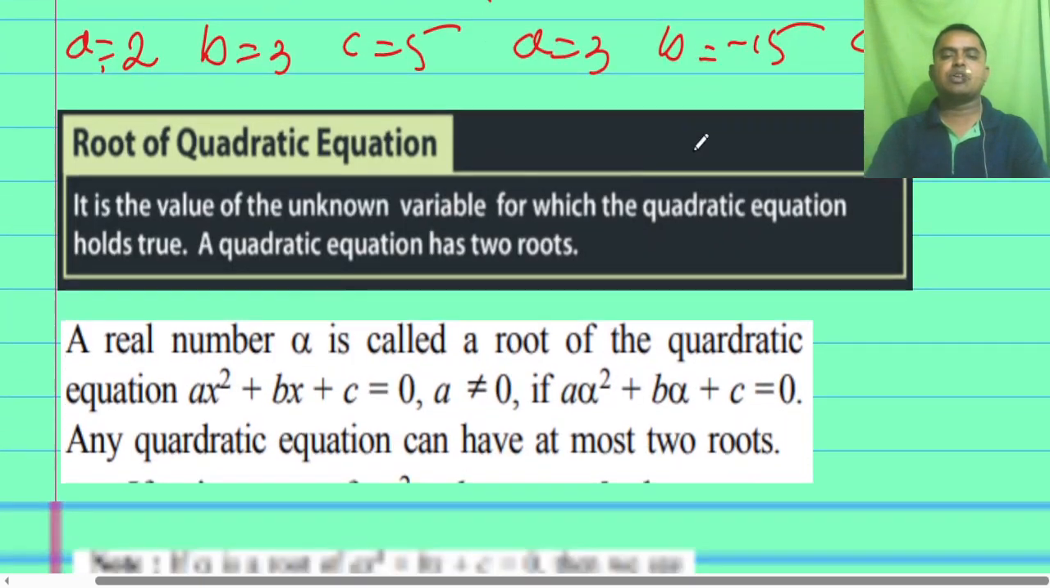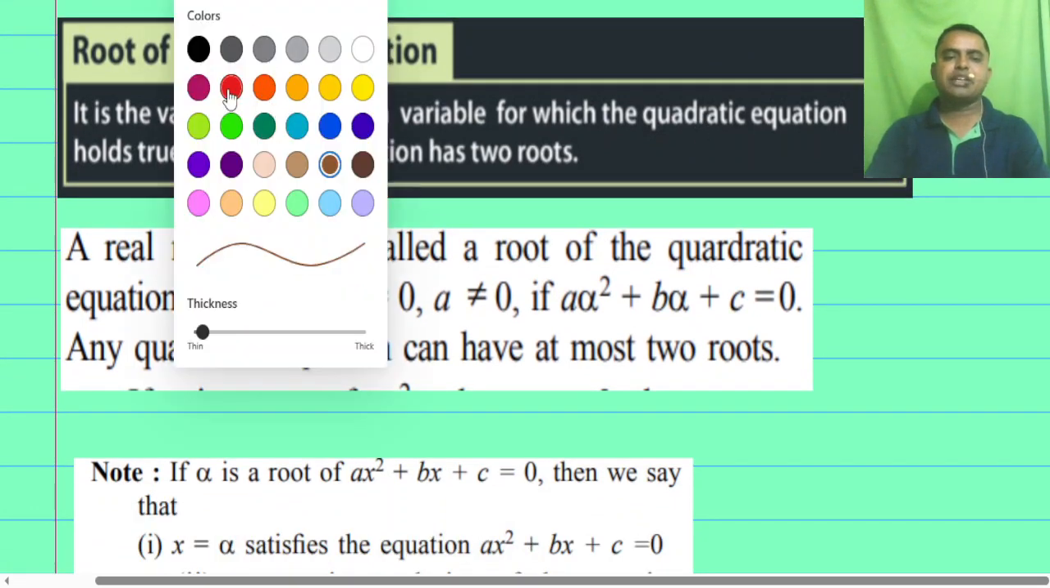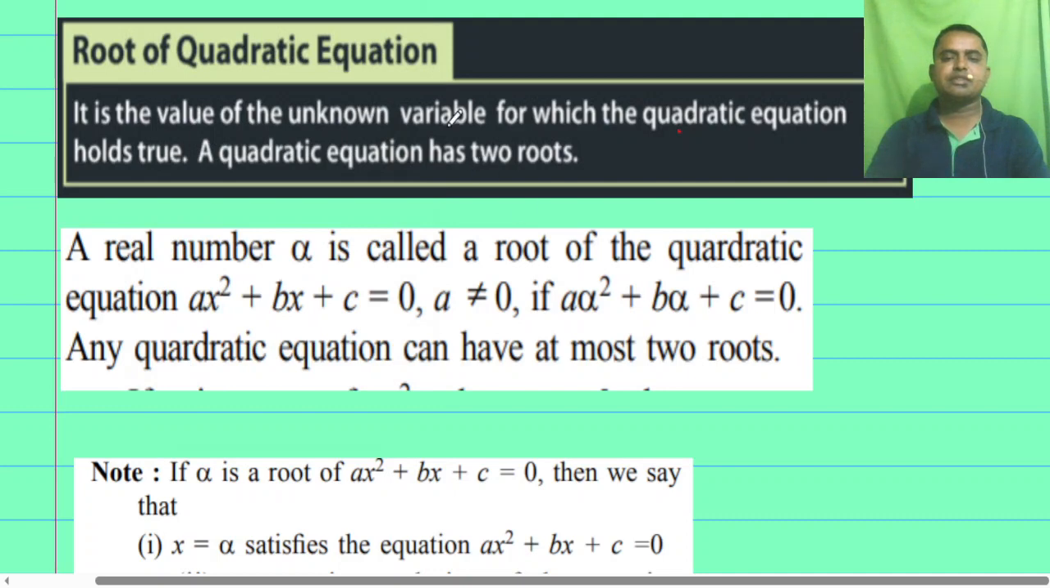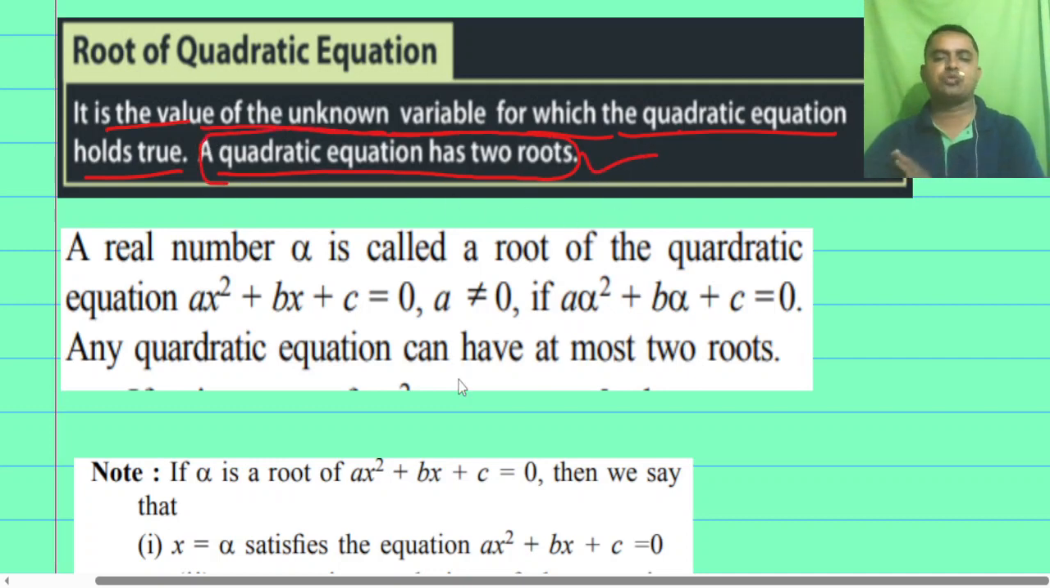Next comes to what? Roots of a quadratic equation. What is the meaning of roots of a quadratic equation? Roots of a quadratic equation is nothing but the value of the variable. It is the value of the what? Unknown variable, that is x we can say, for which the quadratic equation holds true. A quadratic equation has two roots. Remember this one, a quadratic equation has always two roots.